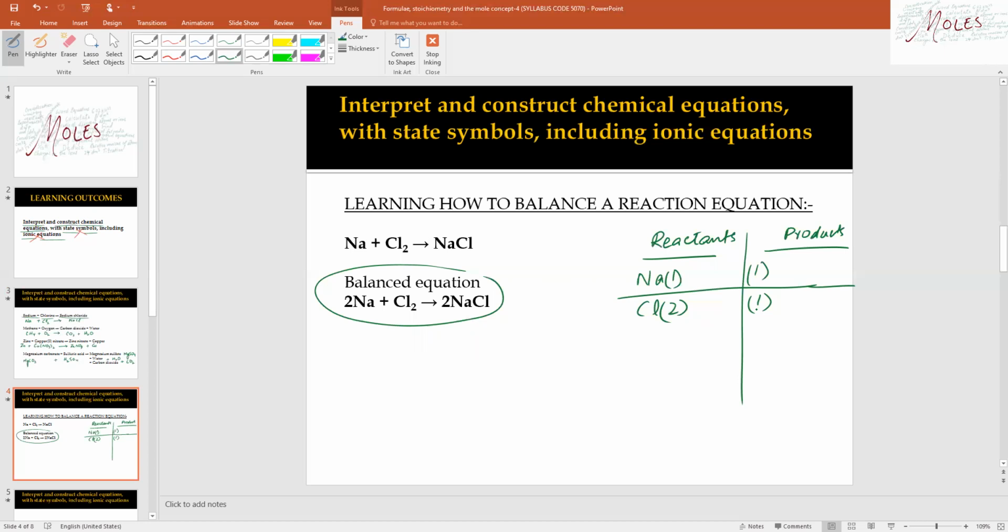Sodium is balanced on both sides, but chlorine need to be balanced on product side. Step number 1. I will place 2 before sodium chloride. Remember this point, you can't write NaCl2 when you are balancing chlorine. This is wrong, because this will change the compound.